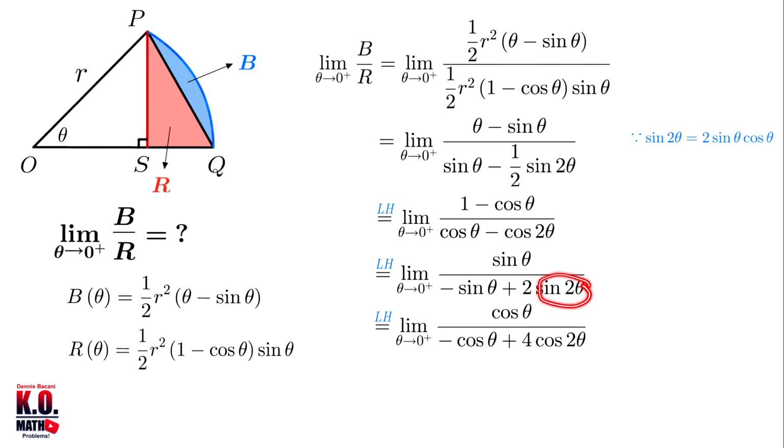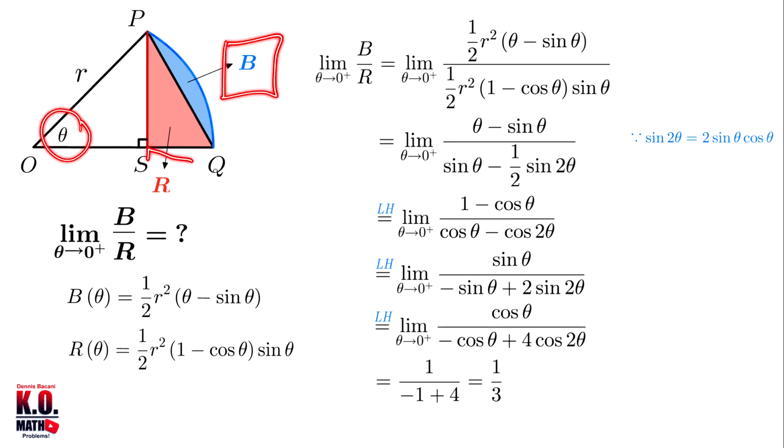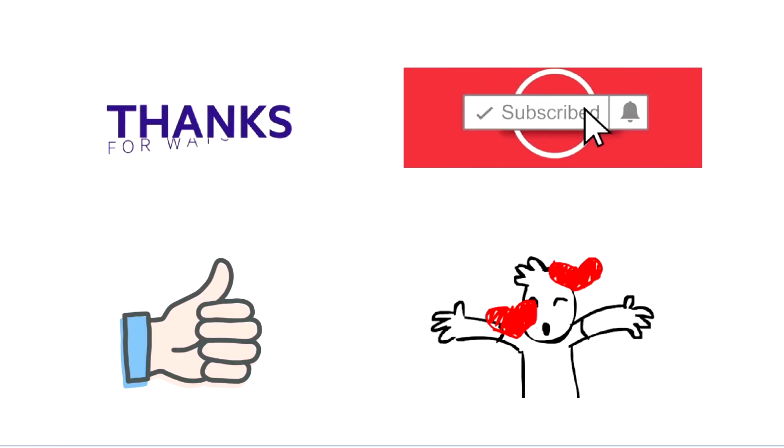And again, the derivative of sine 2 theta is 2 cosine 2 theta. So that will give us 4 cosine 2 theta. Now, as theta approaches 0 from the right, this goes to cosine of 0, which is equal to 1. Again, this will approach 1. This will approach cosine 0, which is equal to 1. Therefore, we can already apply our quotient rule, and we'll get the limit, which is equal to 1 over negative 1 plus 4, which is equal to 1/3. Therefore, when this angle here is close to 0, the area of this blue region is 1/3 of the area of this red region.